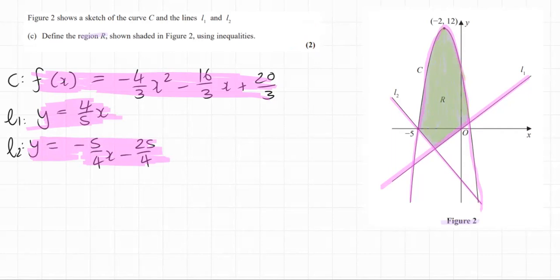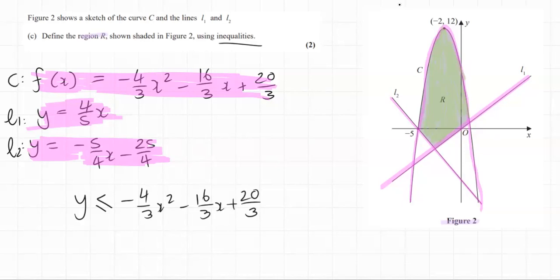Well, first we look at the curve. The curve is at the top. So we know that our y values have to be below the curve. It says using inequalities. So we know that y must be underneath the curve, and because the curve was a solid line, we also say equal to. Okay, so we just write down the curve here. That's our first part of the answer.